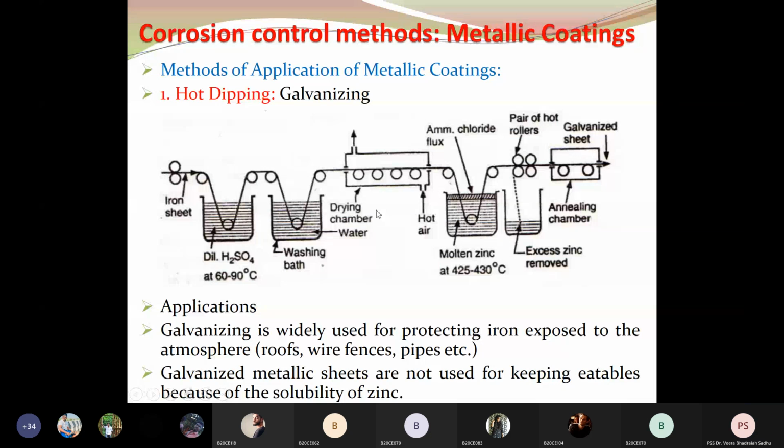So then there is molten zinc in another tank, and it is rolled through a pair of hot rollers to remove the excess zinc, and it is annealed again at a higher temperature. So maybe it's less than the zinc melting temperature. Okay, it is called annealing.